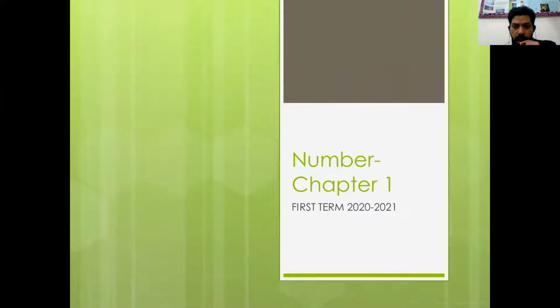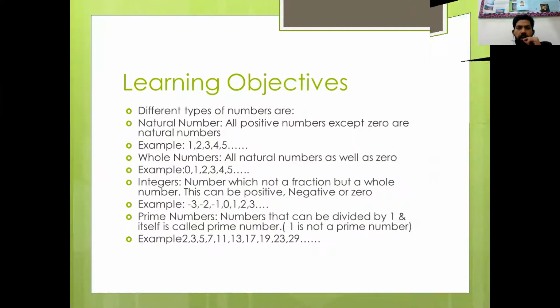Chapter 1, Numbers, boys. First term. What are the learning objectives? What are the things we are going to discuss in today's lesson? Numbers and types of numbers. We have different types of numbers, right? So natural numbers, second one whole numbers, integers, and prime numbers.